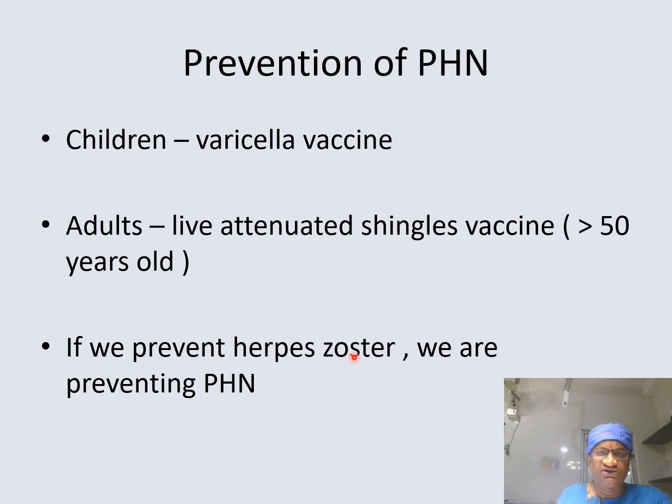Now we know that these are the problems. How do you prevent this PHN? You have to vaccinate the child and adult with the live attenuated shingles vaccine. Now, if we prevent herpes zoster, how will we get post-herpetic neuralgia? Now, we are vaccinating for chickenpox. So, the vaccine is there. So, herpes zoster is not coming much. So, if the herpes zoster itself is not coming much, how can there be an incidence of PHN?